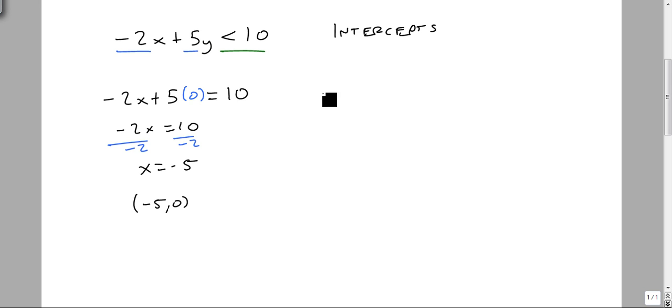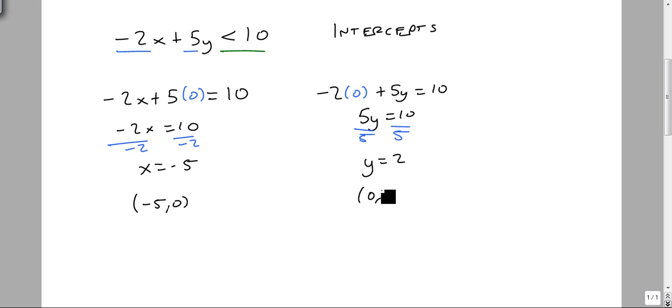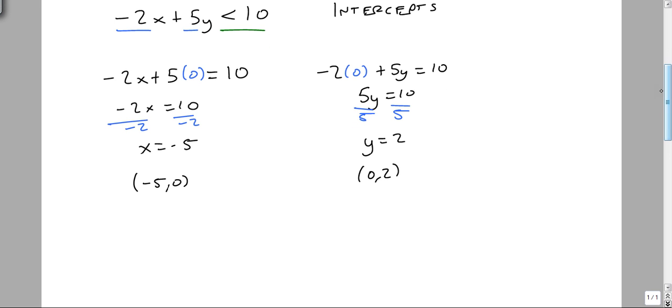My next point comes from plugging in 0 for x. So we get 5y equals 10. We divide both sides by 5, and we get y equals 2. This then gives us a second point at 0, 2. Okay, so now we need to graph these. So we'll draw our rectangular coordinate plane. We'll put a point at minus 5, 0, and at 0, 2. So these are the 2 points that we came up with.